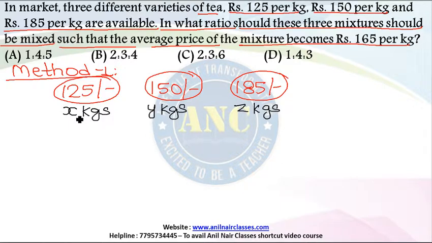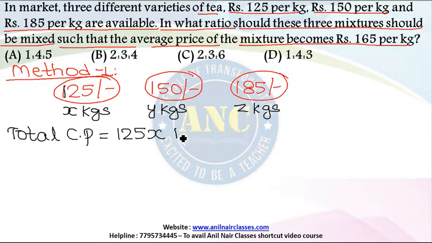First variety, totally I am purchasing X kgs and for 1 kg it is 125. For X kgs it is 125 into X. That is the first variety cost. Second variety cost is 150 into Y.